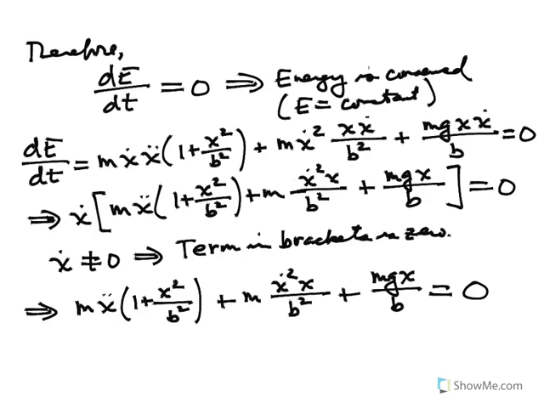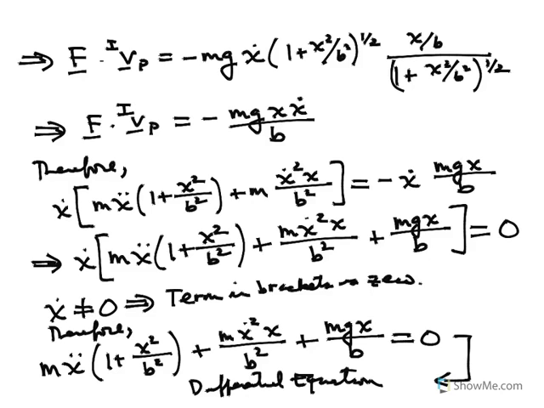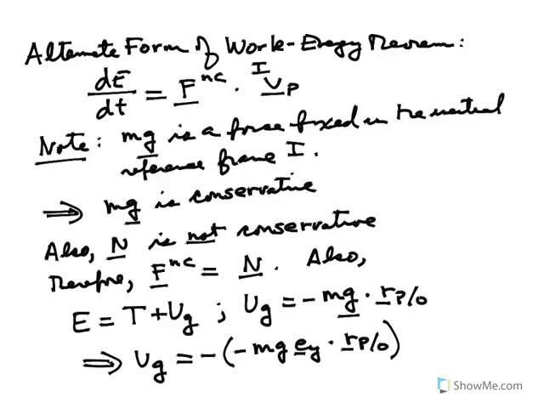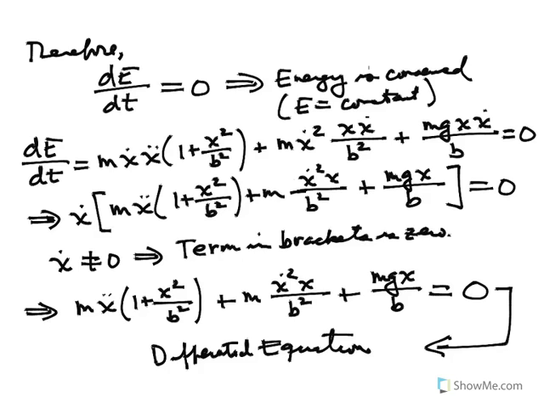Now let's compare that to what we got using the work-energy theorem. Using the work-energy theorem, we got the exact same result as what we got this time around. So this is the differential equation of motion. And what we also notice is that along the way, we were actually able to show that the energy is conserved. So we did all three. We derived the differential equation using both forms of the work-energy theorem, and we were able to show that energy is conserved. So the summary of this lecture is as follows.